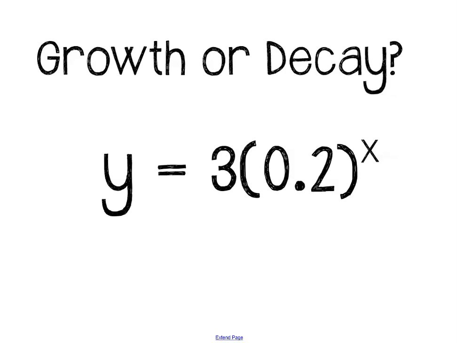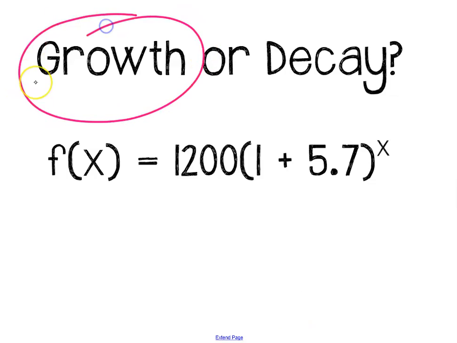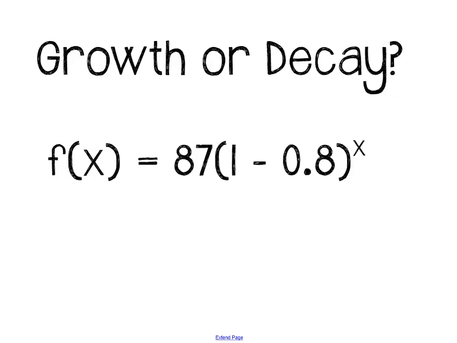Now let's try one that looks a little more complicated. Growth or decay? Well, look at that value inside the parentheses here. That base is 1 plus 5.7, or 6.7. That would be higher than 1, so this is growth. Let's take a look at another one. What do you think? Growth or decay?